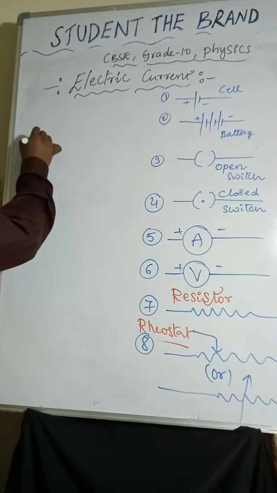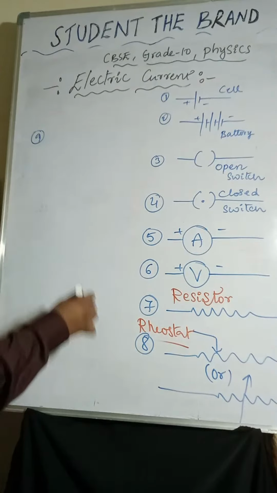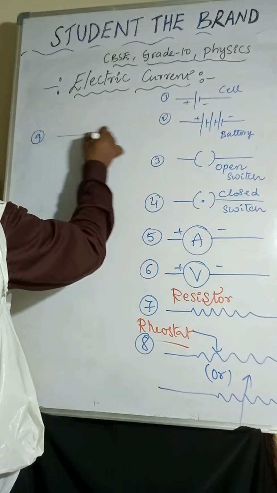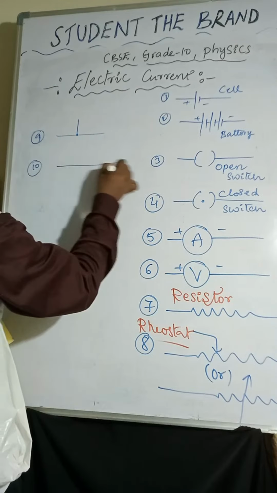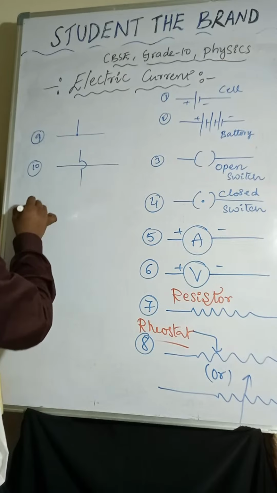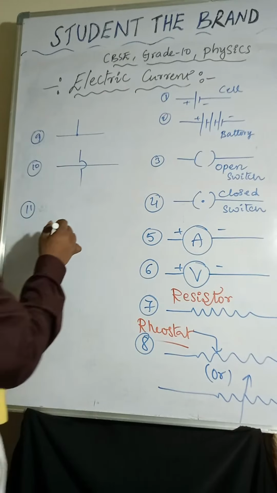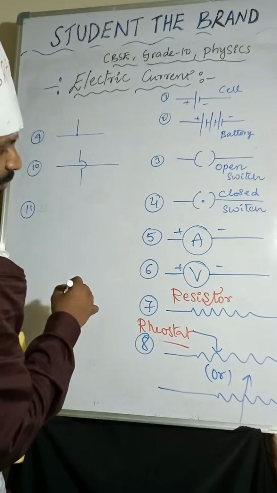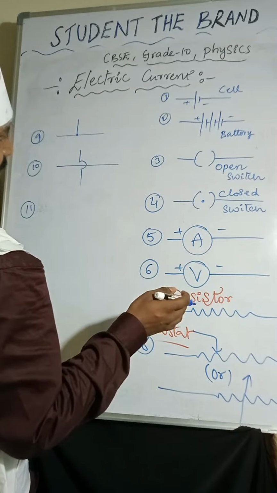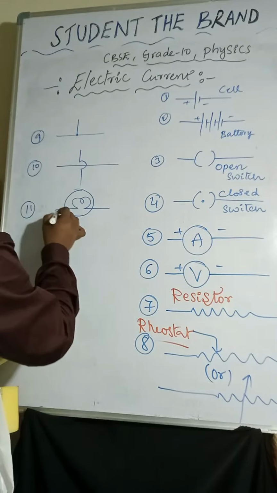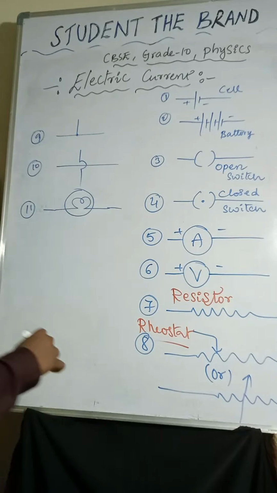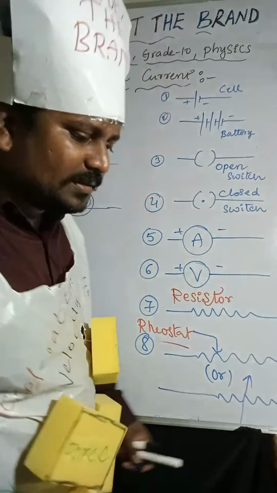The next one, ninth one, is wire joining. 10th one is wire crossing. 11th one is wire joining, wire crossing, ammeter, voltmeter, bulb. So we have to take the bulb. So this is the bulb. Okay, so I hope it is very clear.